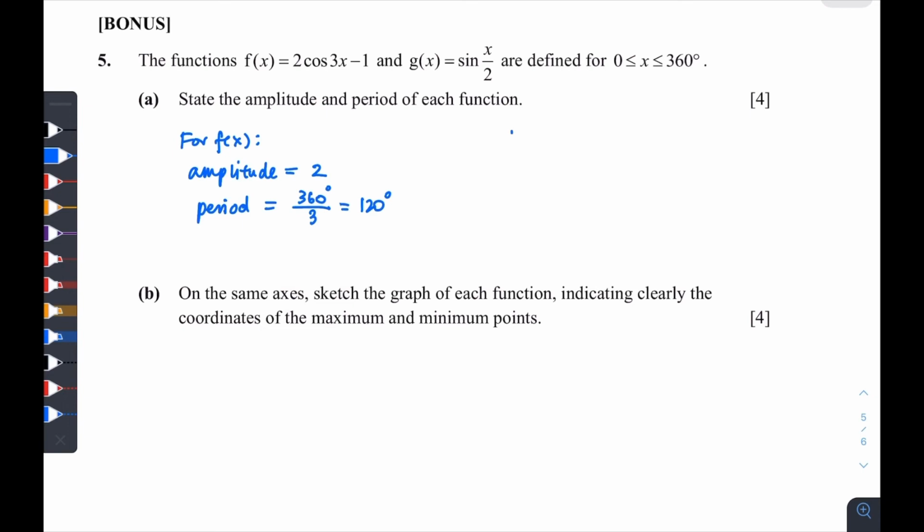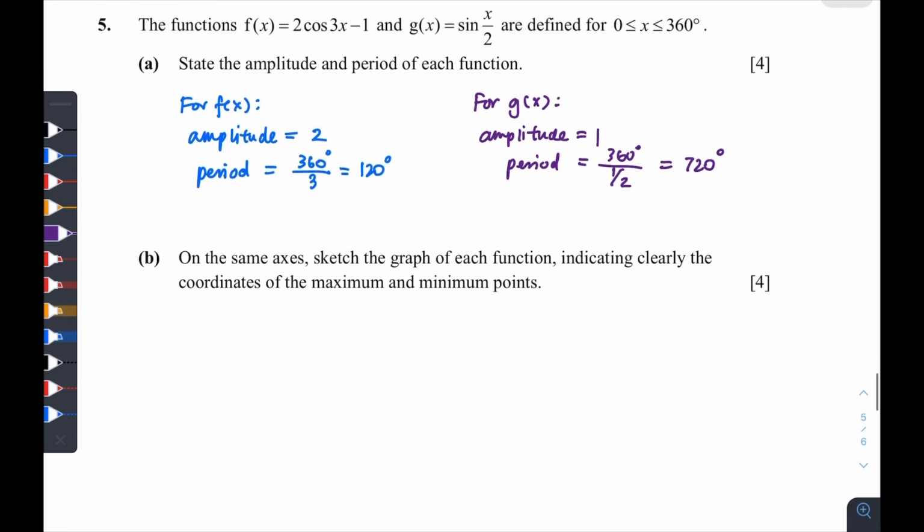Then for g(x), I will do this in purple, a bit more, because iPhone 14 got purple. So for g(x), the amplitude is going to be equal to 1. Then the period is the original period 360 divided by b. So actually the period is 720. Wow, a bit far.